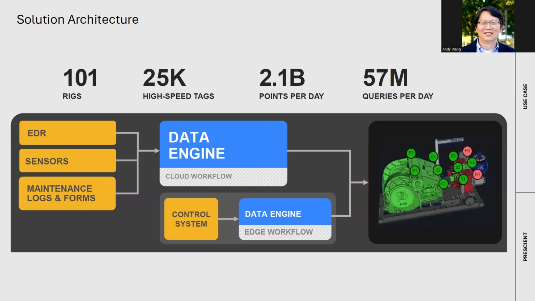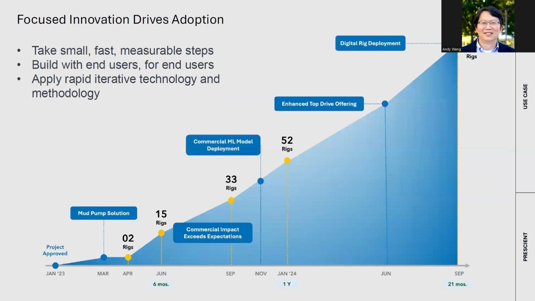And typically, a solution like this would take a long time to build and deploy. What we have done here is a process that enables very rapid development and adoption of the digital twin solution. So as we can see here, the project was approved in January 2023. At the time, there was a blank sheet. And within just 2 months, in March 2023, the first version of the mud pump digital twin solution was completed.